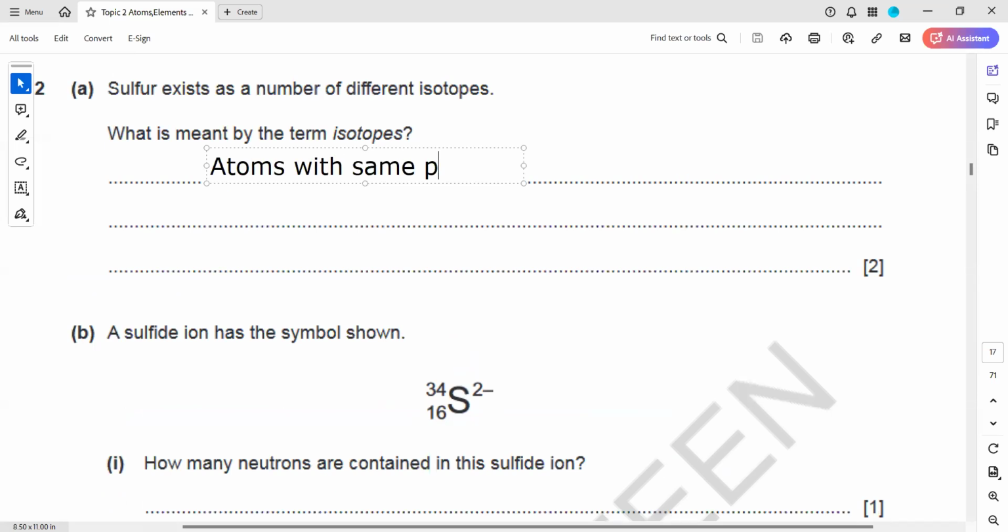What are the two forms? Sir, can we write same number of electrons and protons? Yes, but the mark distribution is to mention same protons and different neutrons. That is extra.